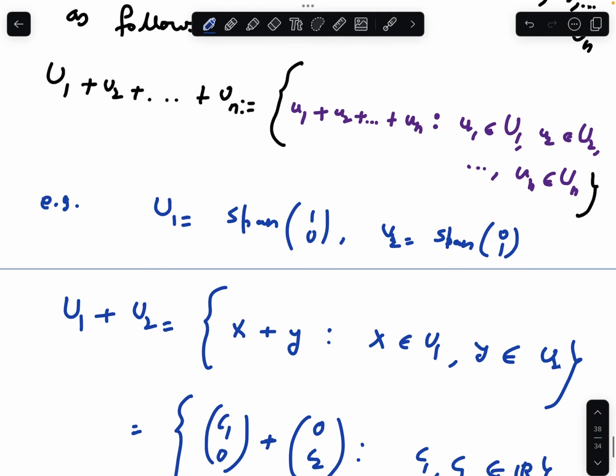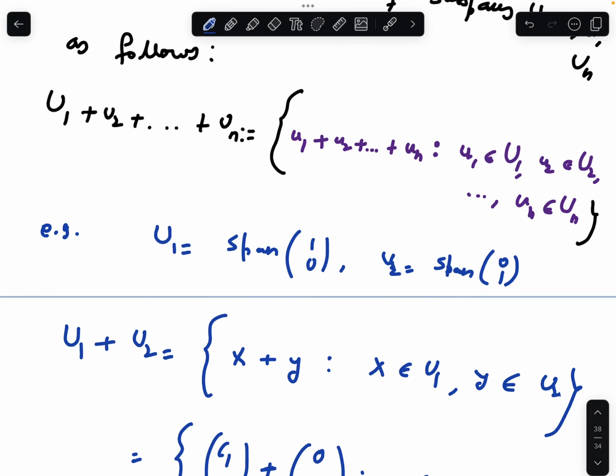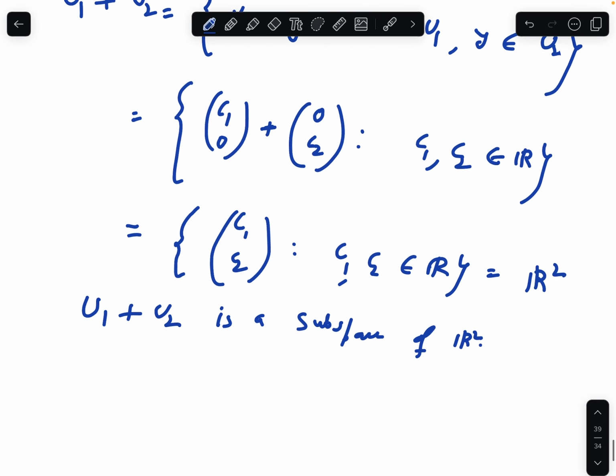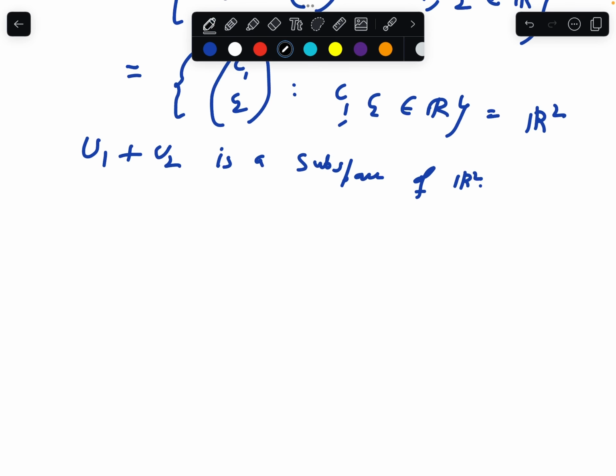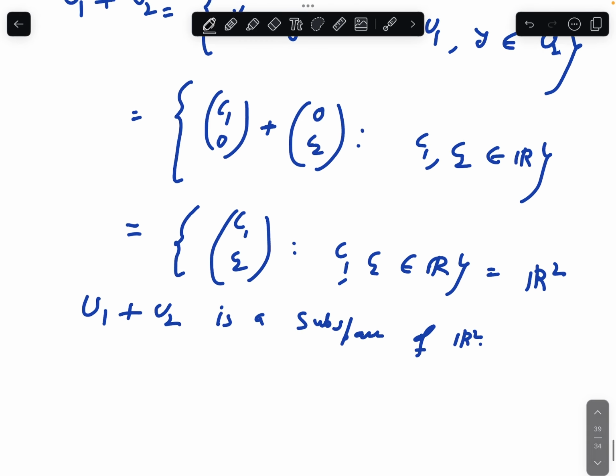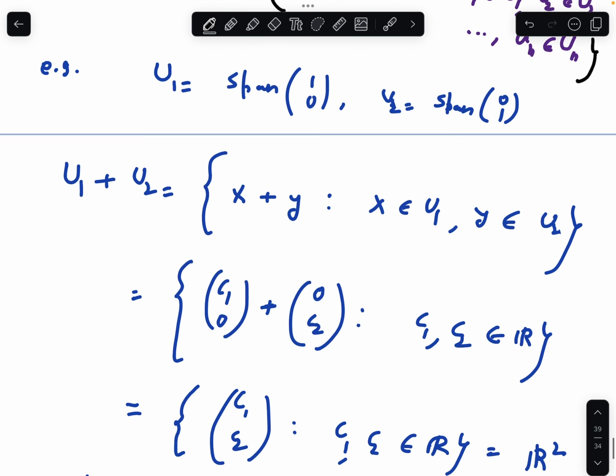So is this true in general? Is this U1 plus U2 plus ... Un, this sum of vector spaces, a vector space? Let's see. The answer is yes. So let's prove it.